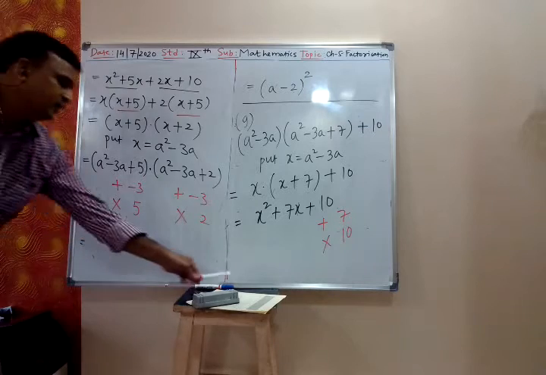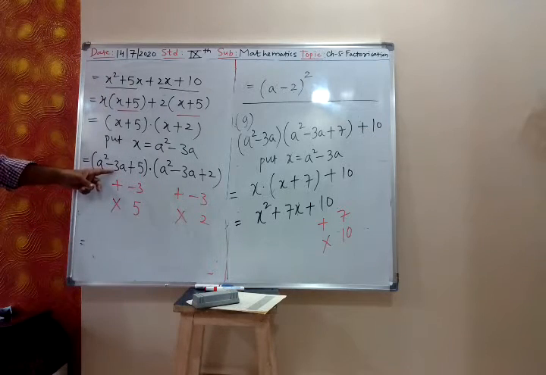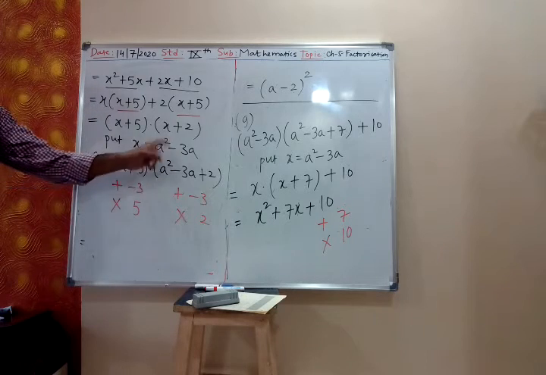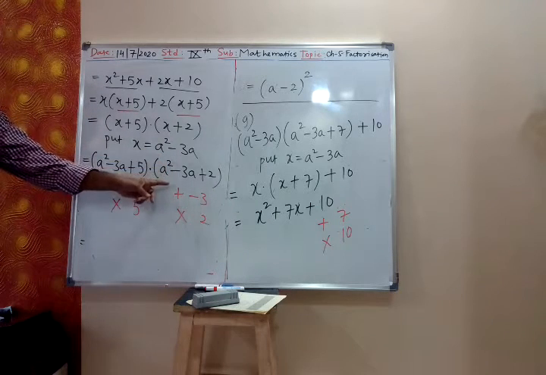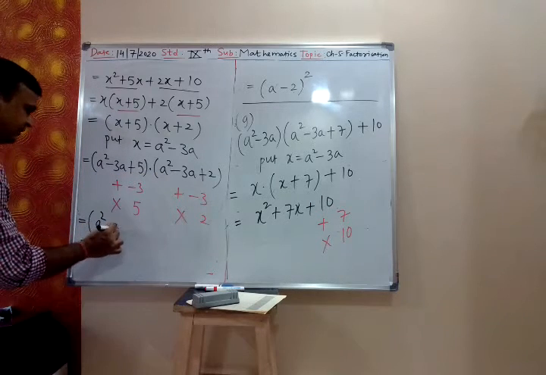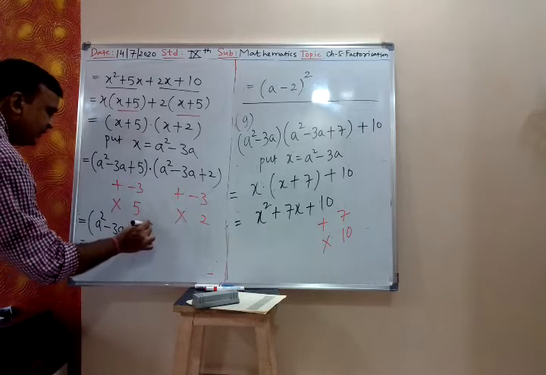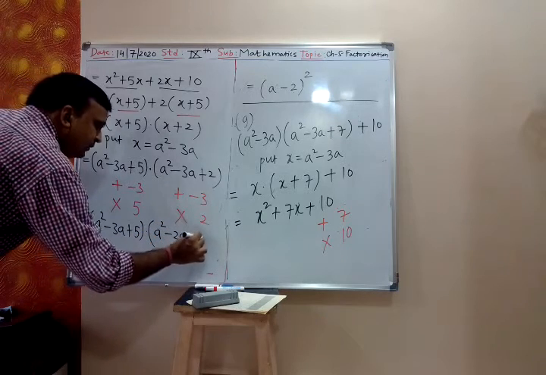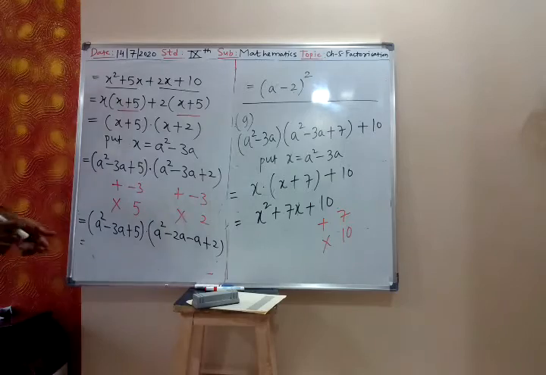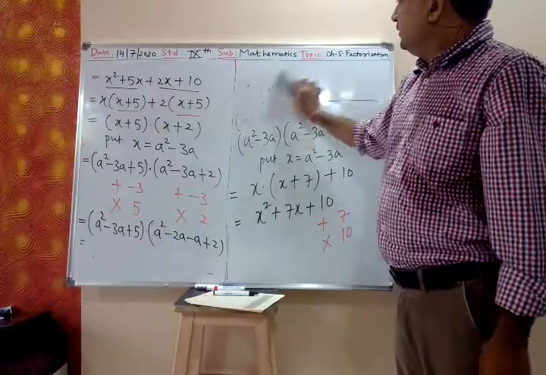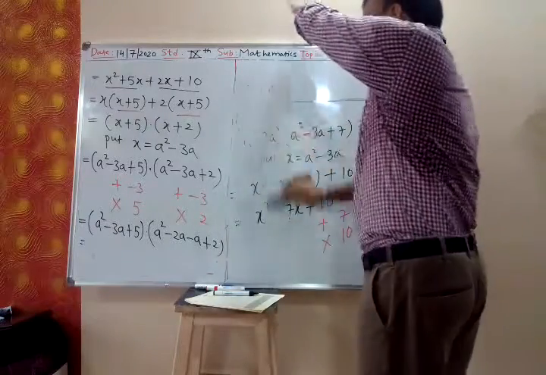Now, first one, can you factorize? No. There are no two numbers whose sum is minus 3 and multiplication is plus 5. But the second one we can factorize. Yes, minus 2 and minus 1. A square minus 3a plus 5, first one we keep as it is. And the second is a square minus 2a minus a plus 2. Now we simplify. First one is not factorizable.